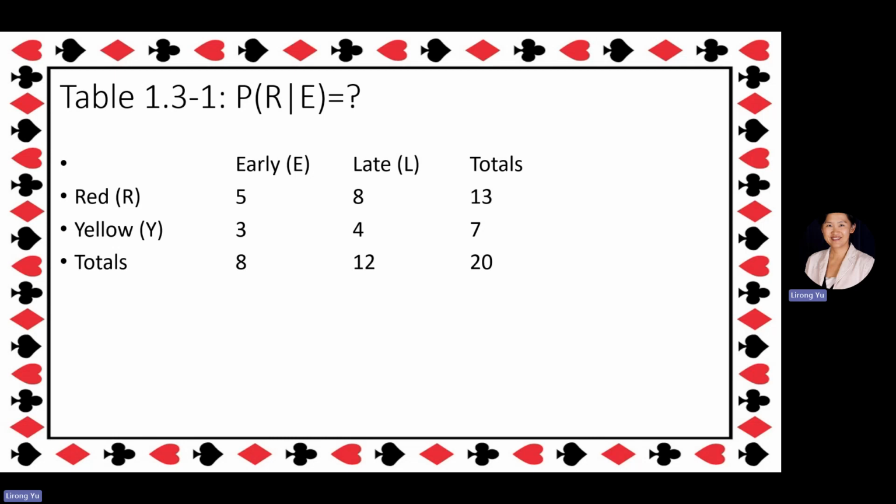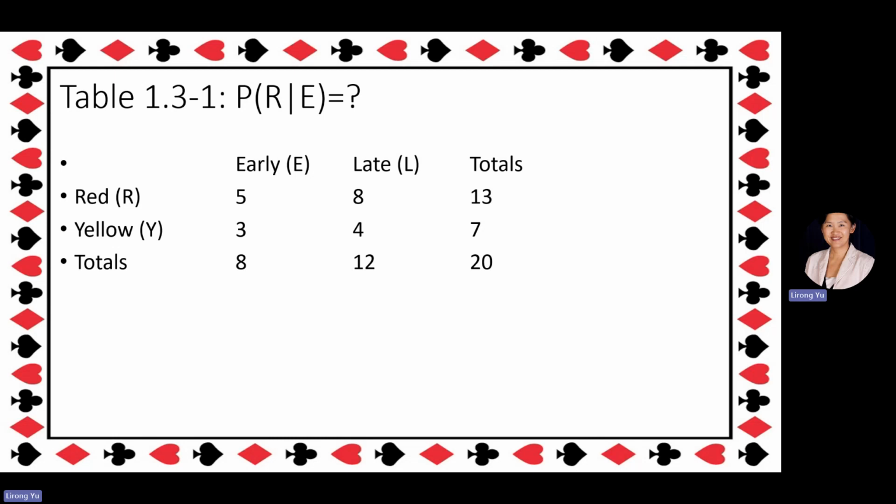So the overall total, 8 plus 12, is 20. And then for the red, early or late, the total is 13. For the yellow, early or late, the total is 7. Again, add 13 with 7, we have 20.